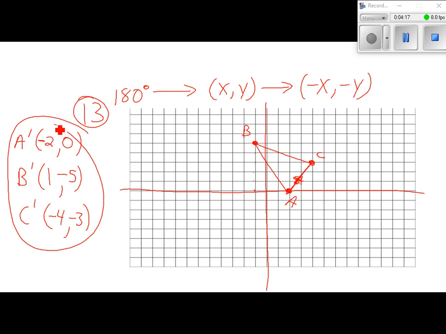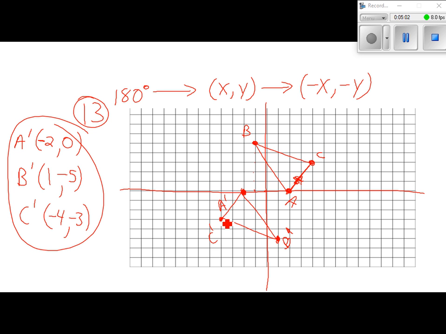And then we could graph those if we wanted. While you're writing them down, I'll graph them here real quick just to show you. (Negative 2, 0) is right there. (1, negative 5), that's A prime. This is B prime. Sorry, writing backwards isn't working too well today. (Negative 4, negative 3), that's C prime. So our shape looks something like that. Does it look like we rotated that around 180 degrees? I'd say so.